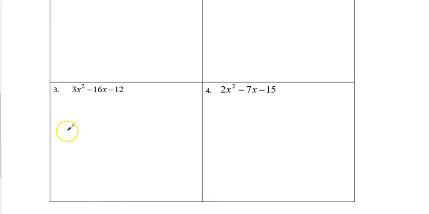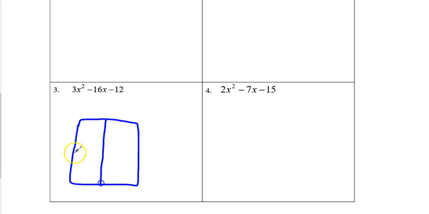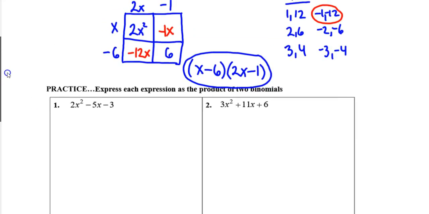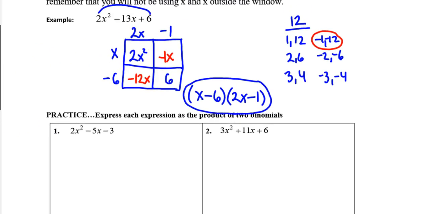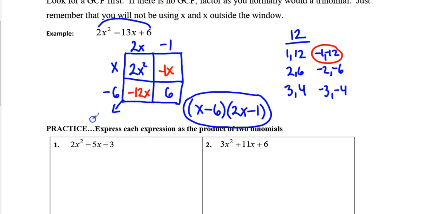So on number 3, okay, we're going to place our 3x squared in the top left and our negative 12 in the bottom right. We don't yet know what numbers are going to go there, but we do know that they're going to add up to, pause the recording and see if you can put down here what they need to add up to. I think you know this. Yes, they need to add up to negative 16x, right? Just like our previous one, they added up on the diagonal, the like terms, to negative 13x, the middle term, the B term.